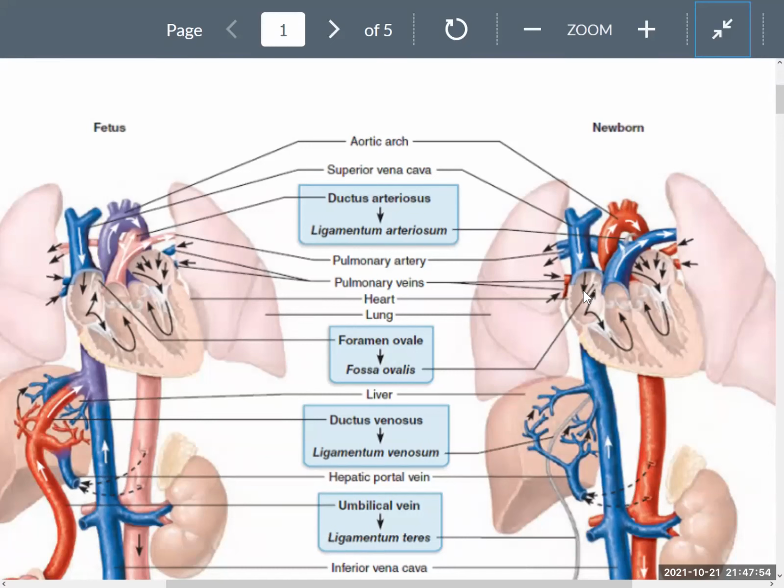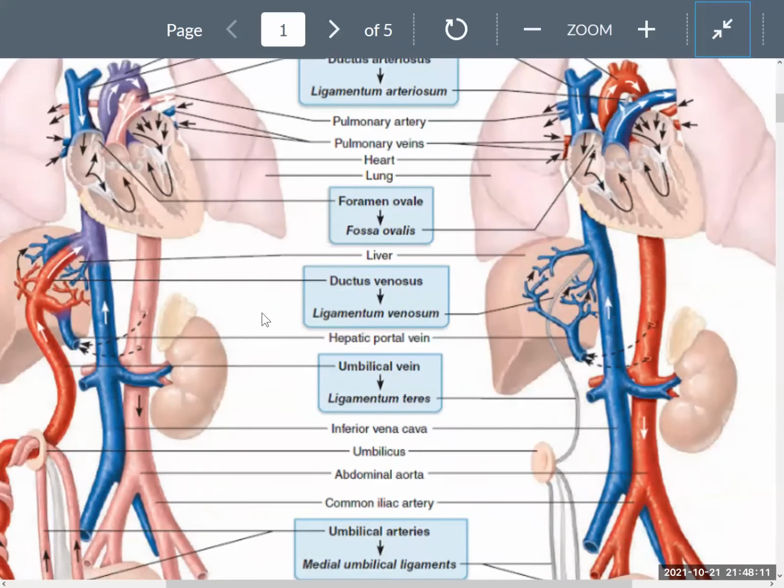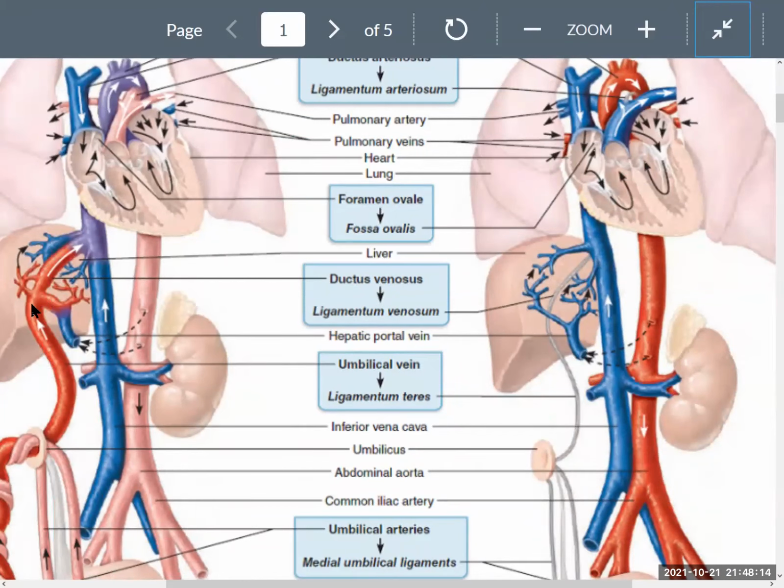Looking at the diagram again, I said that part could have been shown a little bit better, but the idea is clear. Okay, a hole on one side and a plug on the other, the fossa ovalis. The ductus venosus, which is bringing blood from the umbilical vein through the liver, collapses. Here it is here, completely collapsed. And then forever after, it's called the ligamentum venosum.